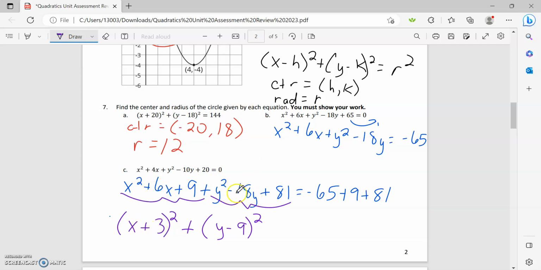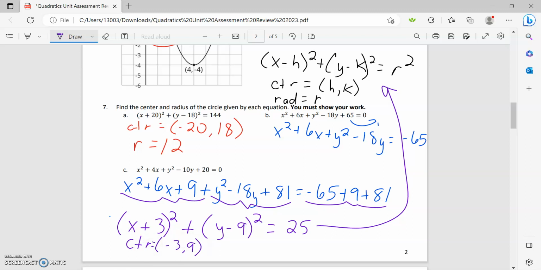Also notice, though, half of the x term, 6, is what we added here. Half of the y term is what we added in here. Now, all that to say that if I were to also condense these three numbers, I get 25 in particular here. So hey, look at, I now have the form I'm looking for. I have a center at h, k, so negative 3, 9. I have a radius of 5. Okay, that's the point. That's why we do this.